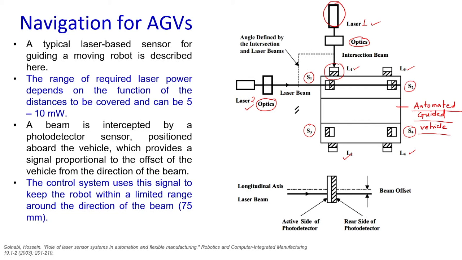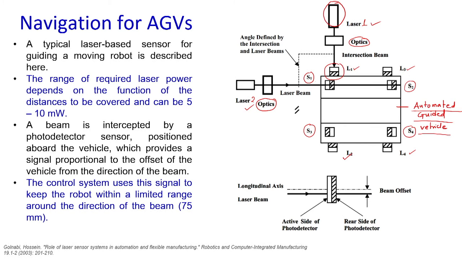In a similar way, we are also recording the angle of incidence of the laser beam from laser 2, and based upon the comparison of the angles coming from laser 2 and laser 1, we can easily find out whether the orientation or the movement of the vehicle is in the proper direction or not. If there is a change in direction of the AGV, then certainly this angle will not be orthogonal and we may have some other value. So a typical laser based sensor for guiding a moving robot is shown over here.